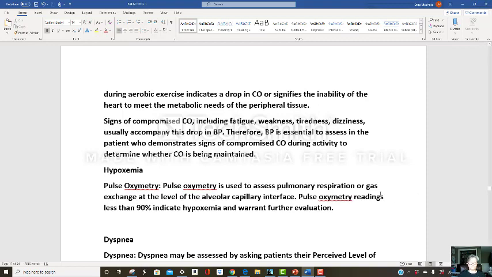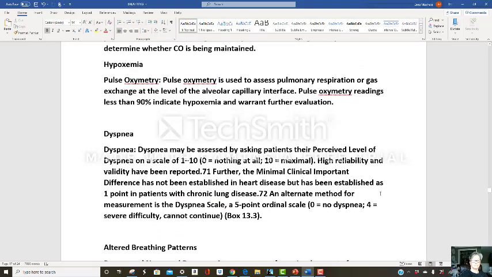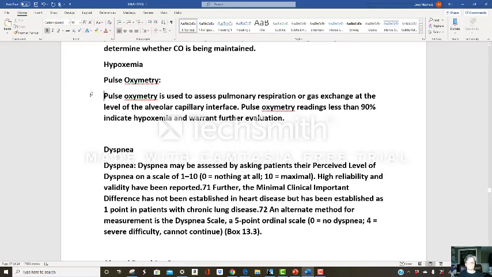Hypoxemia, pulse oximetry. Pulse oximetry is used to assess pulmonary respiration or gas exchange at the level of the alveolar capillary interface. Pulse oximetry readings less than 90% indicate hypoxemia and warrant further evaluation.